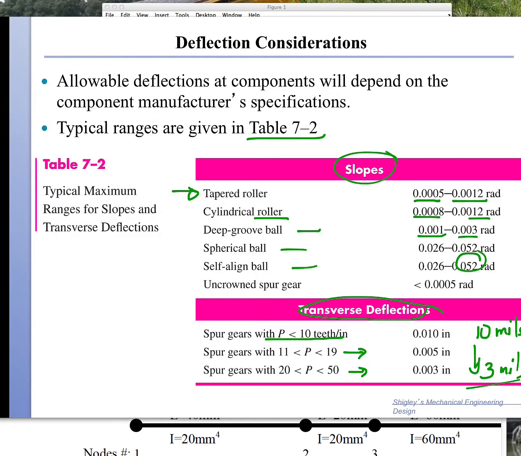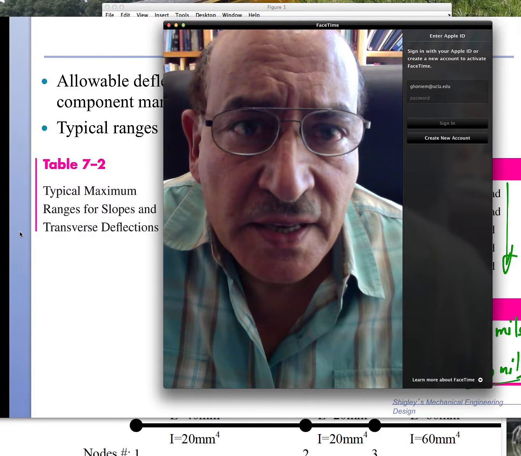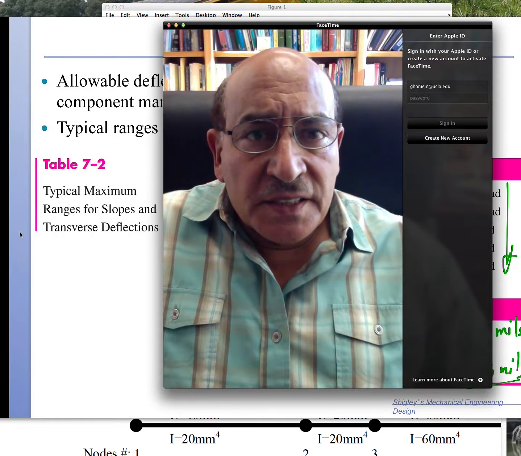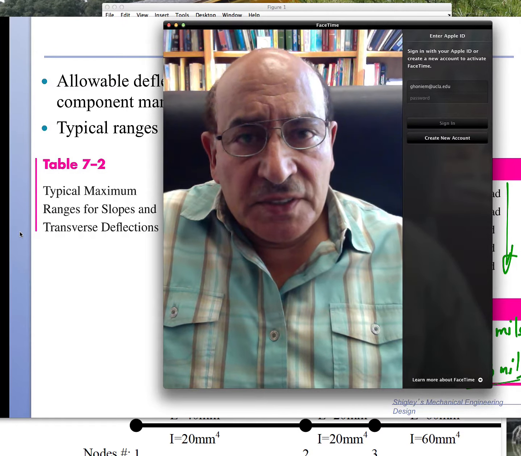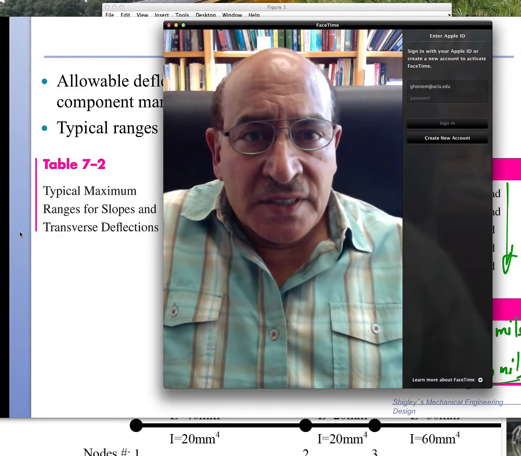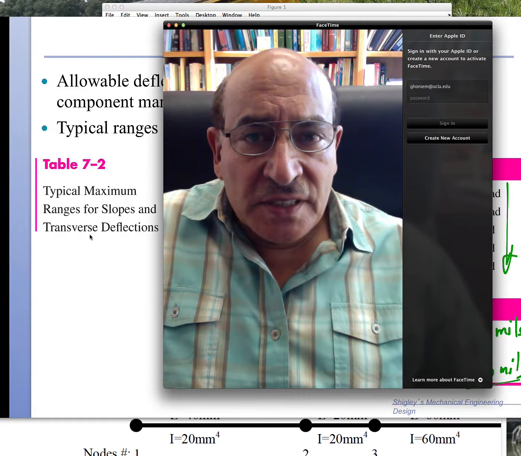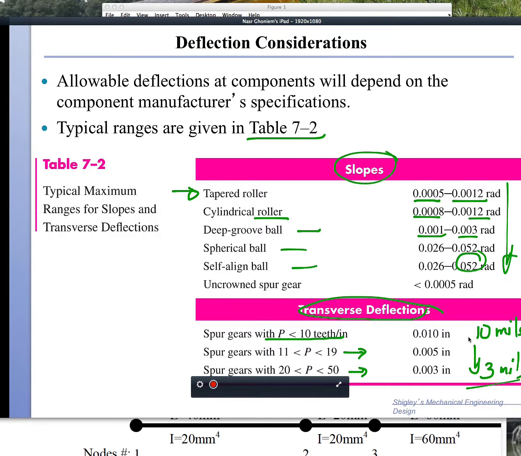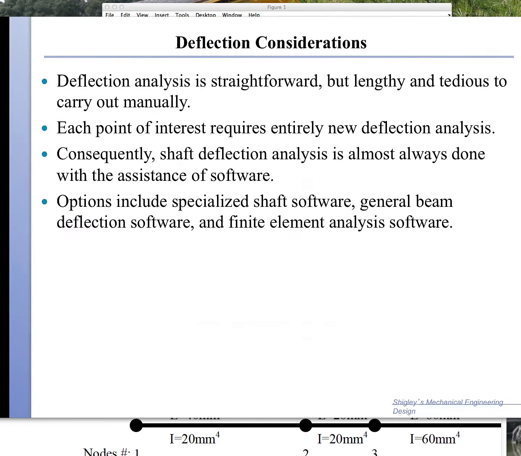So these are radians. Therefore, if you want the allowable angle of deflection in degrees, you would have to convert the radians to degrees by dividing by approximately 57. So these are extremely small slopes that are allowed under these conditions. Now the question is, how do we satisfy these strict requirements?